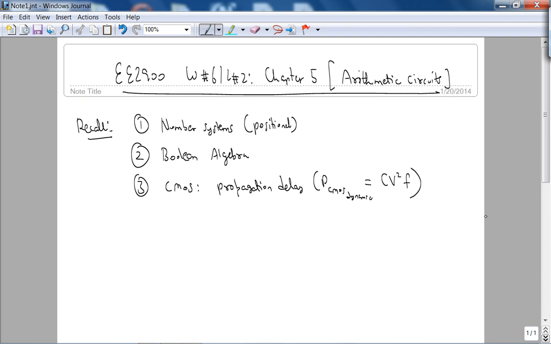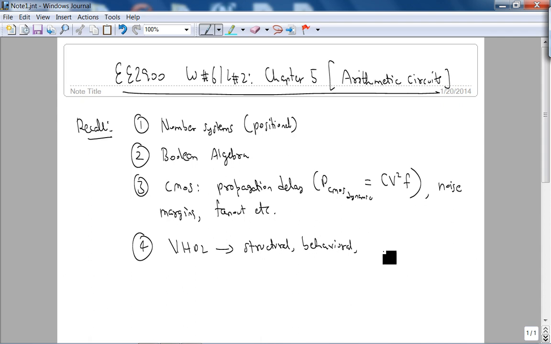Then propagation delay, and ideas such as noise margins, fan out, etc. And we did VHDL. Under this, I'll put structural, behavioral, but also stuff like decoders, multiplexers. Technically this is a part of Boolean algebra. So muxes under Boolean algebra, we did K-maps, for example, muxes, decoders, etc.